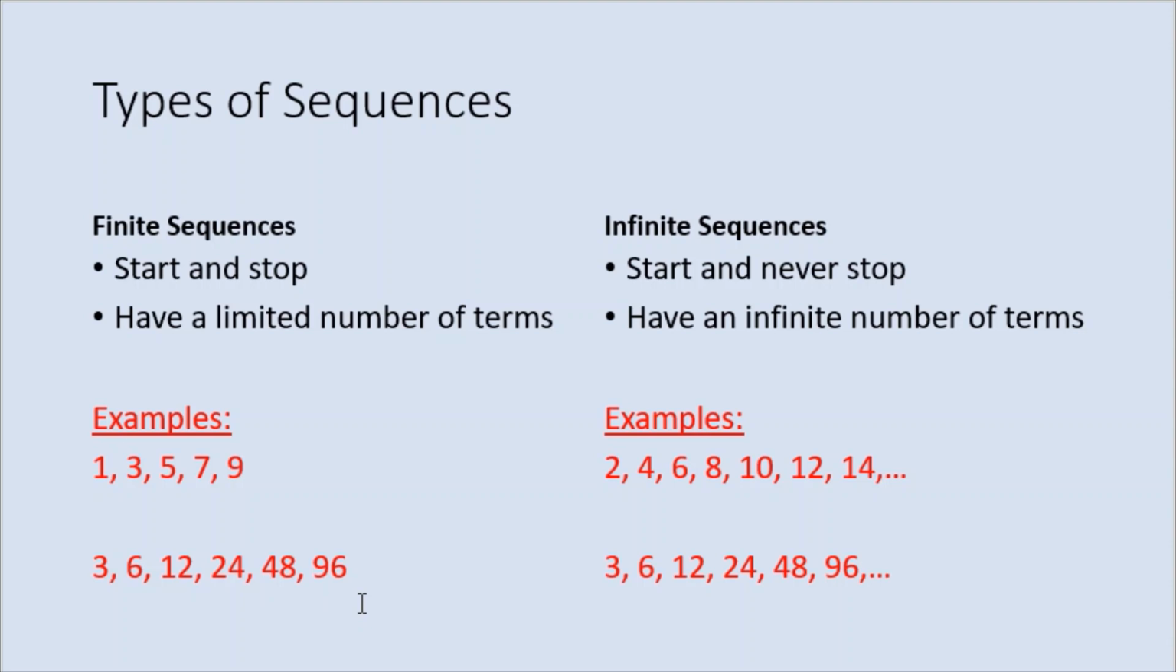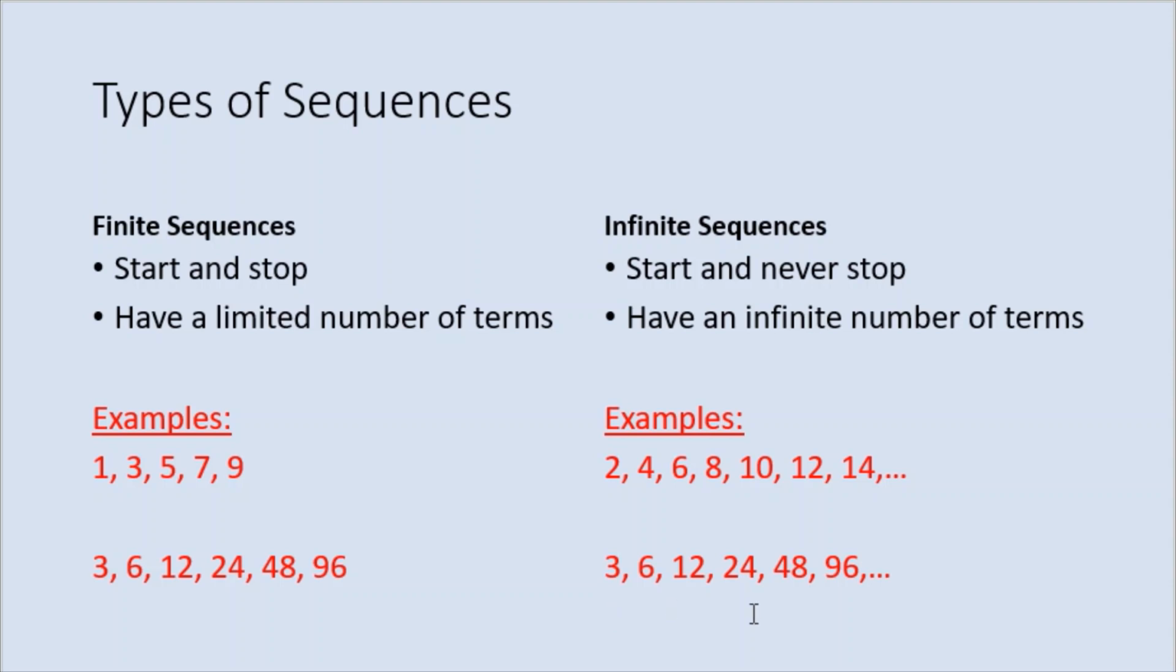That is the sequence. However, infinite sequences start and never stop. They have an infinite number of terms. So some examples down here are 2, 4, 6, 8, 10, 12, 14. And what tells me this is infinite is this comma and dot, dot, dot right here. That is what tells me this sequence goes on forever.